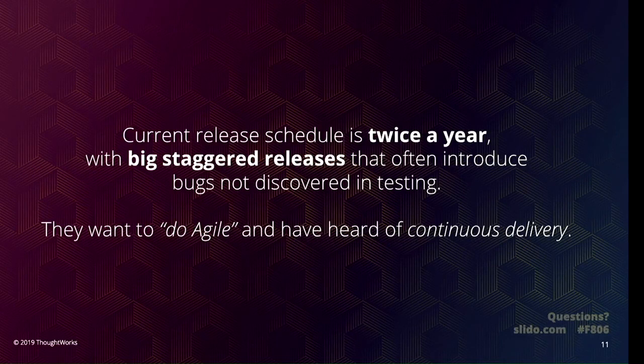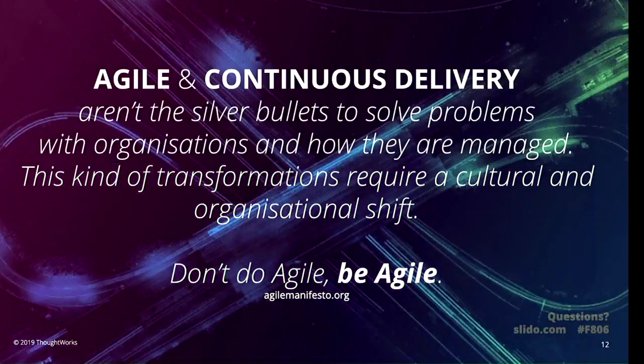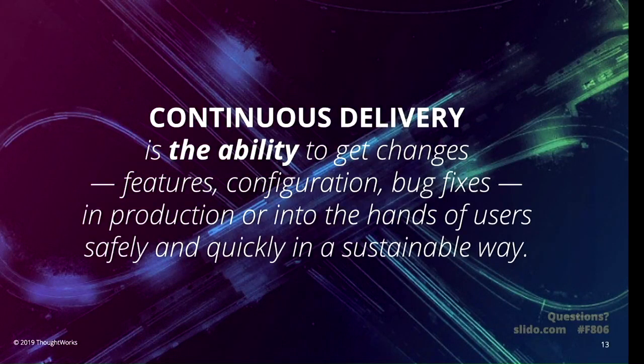They ask us to do agile, and they have heard of this thing called continuous delivery. But before I move forward, I just want to make it very clear. Agile and continuous delivery are not the solution to company problems. They are ways of enabling software and getting software in the hands of customers. They will not solve problems with organizations. These require organizational and cultural shifts. Also, we tell them, don't do agile, be agile. So with that in mind, let's look at what is continuous delivery now, and then later on in the presentation we'll talk about agile and what that tells people.